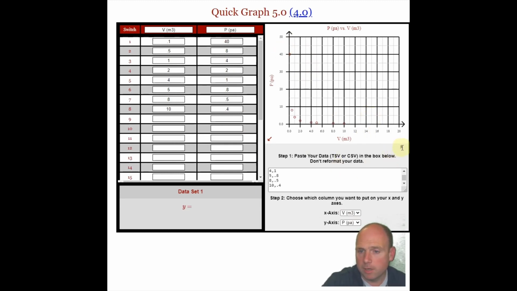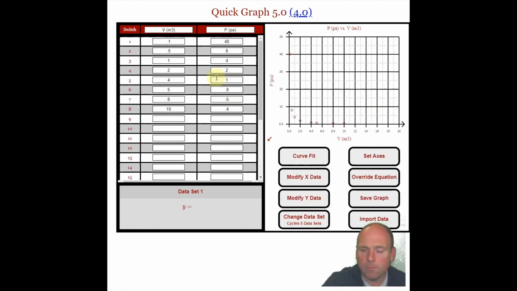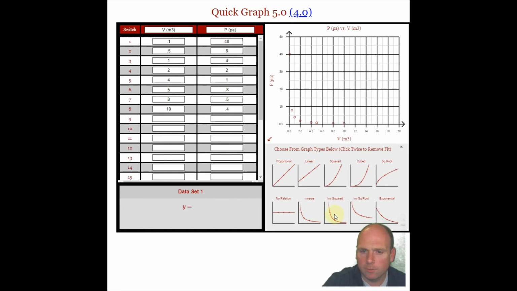So I didn't have to enter any of the data into the iPad. I just copied and pasted. It imports it right in, and now I'm ready to curve fit. So I'll grab my curve. I'll try inverse squared. That didn't work. I'll try inverse. Inverse nails it. So I've got my good graph. I know it's going to be an inverse graph, and the equation is y equals 4 over x.